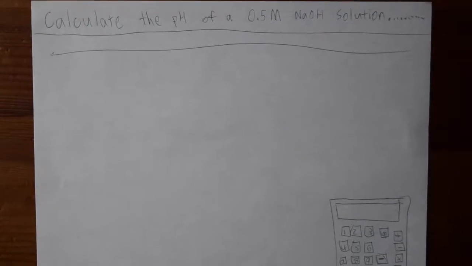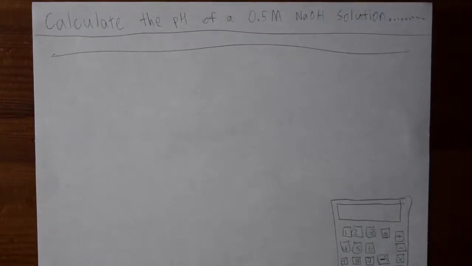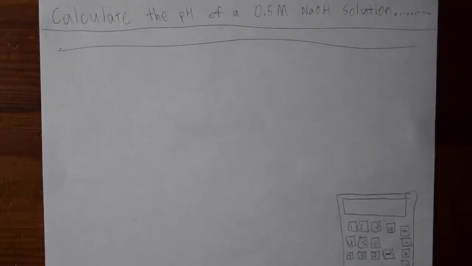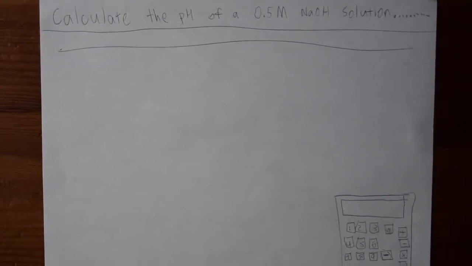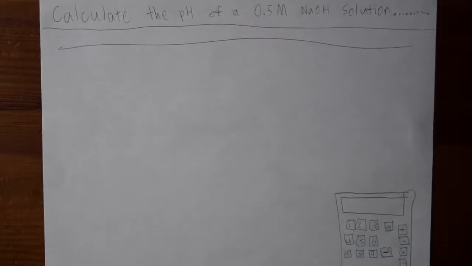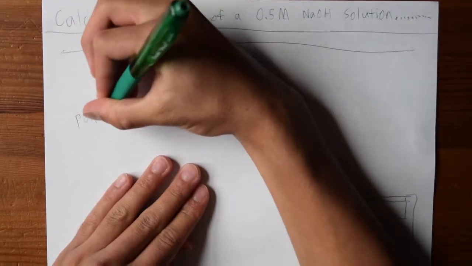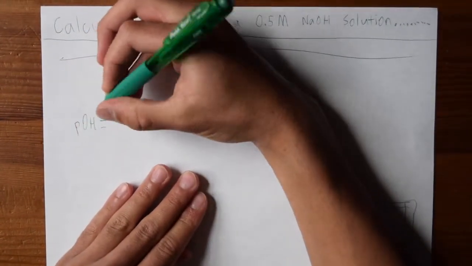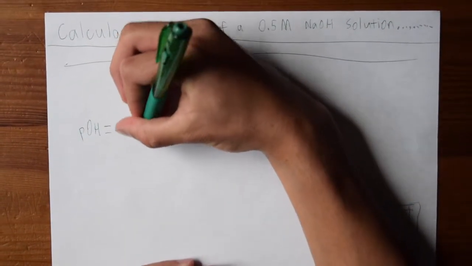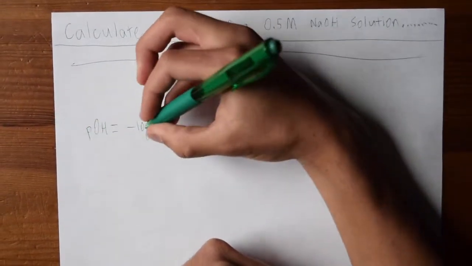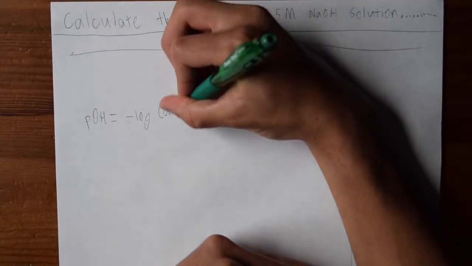Now for a more complicated question. Calculate the pH of a 0.5 molar NaOH solution. As you know, NaOH is a strong base. This means it dissociates completely and needs to be manipulated to find the pH. So first let's calculate the pOH. Calculating the pOH is like calculating the pH. You negative log the concentration of the base. So the concentration of the NaOH is 0.5.